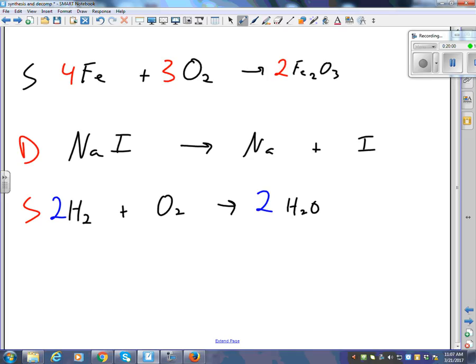Good? Okay, I think I'm just going to do one more here. I would consider these easy ones that you'll see on the test. After this, they get a bit harder, right?